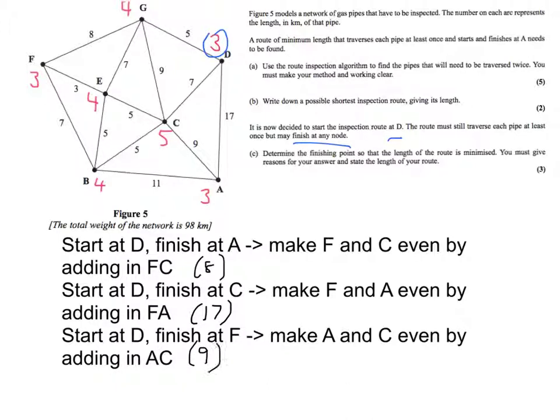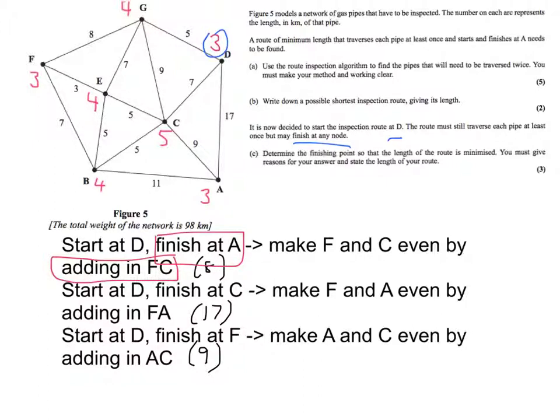Now I want to minimise the length of the route. So I want to choose this one. I want to choose to add in FC. That means therefore that I finish at A. Looking back at the question here, determine the finishing point. I'm going to say my finishing point is A. And this is my reason. My reason is that adding in FC gives my minimum additional weight that I have to add to the route. So I'll just write a quick sentence saying that.